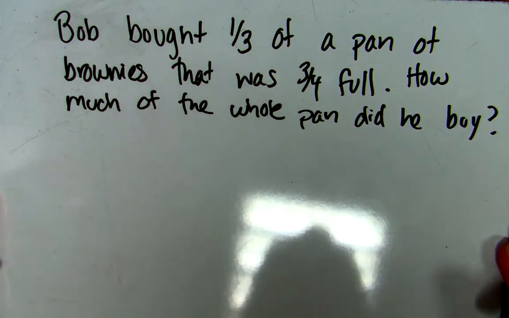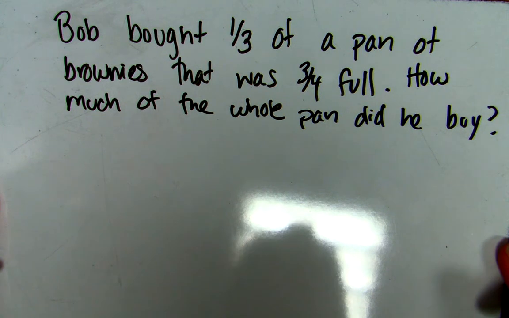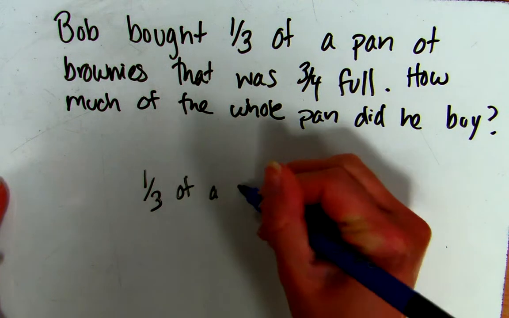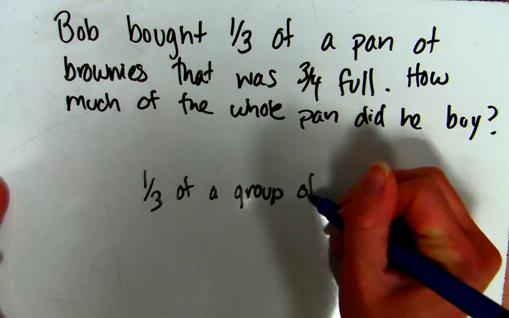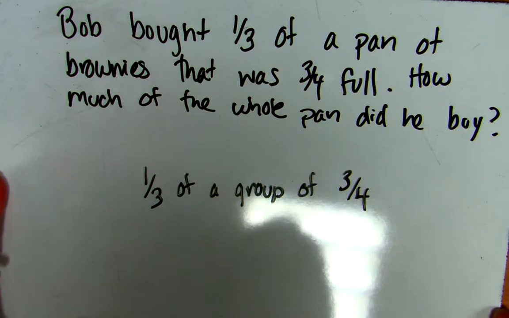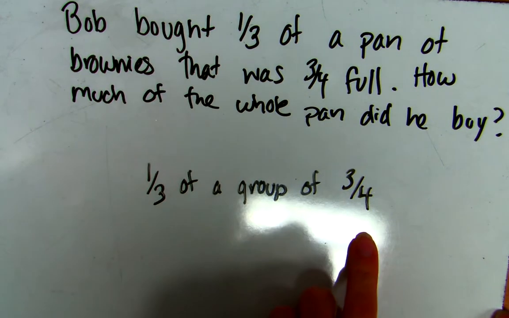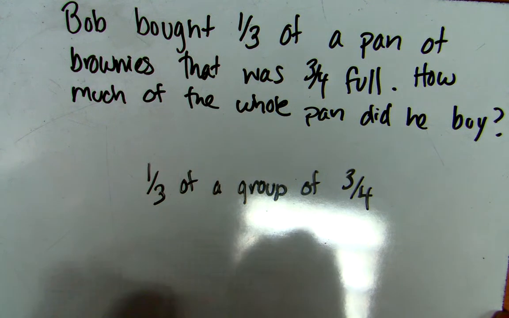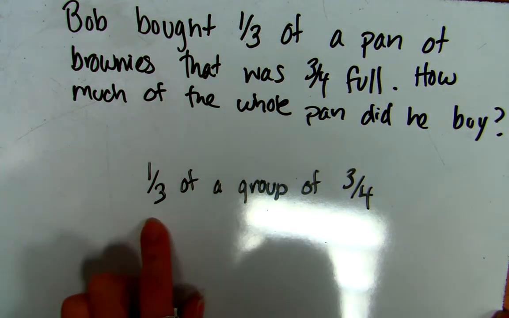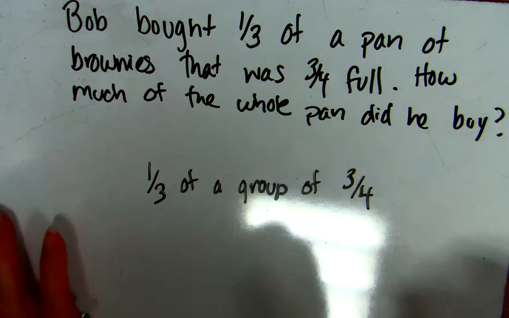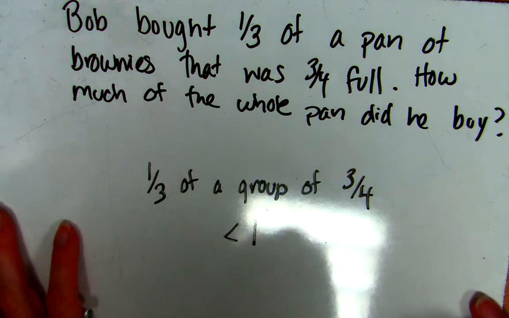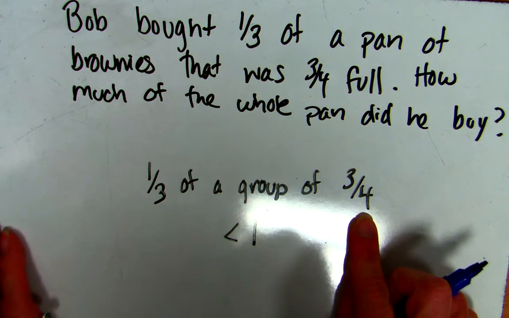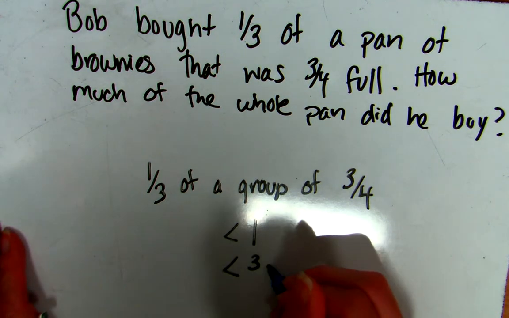So if Bob buys 1/3 of a pan of brownies that was 3/4 full, he wants 1/3 of a group of 3/4. Okay, so he only wants 1/3 of something that's only 3/4 full to begin with. So he's taking a part of a part. And if he is taking a part of something that is smaller than 1, his answer should be less than 1. And if he's taking a part of something that is smaller than 3/4, his answer should also be smaller than 3/4.